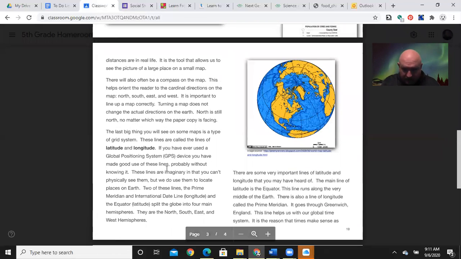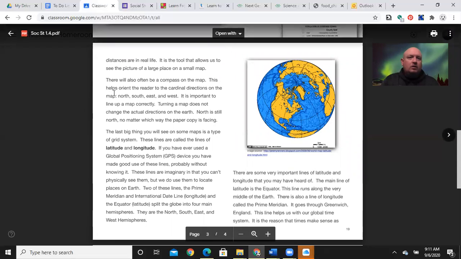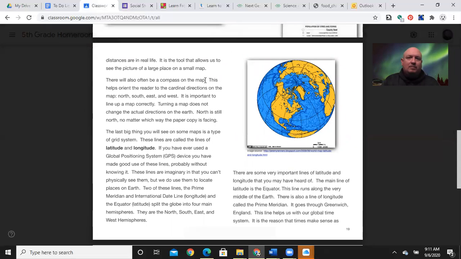Back to the reading on page 19. There will also be a compass on the map. And the compass tells you north, south, east, west. This helps orient the reader to the cardinal directions on the map: north, south, east, and west. So if I ask you, what are the cardinal directions? North, south, east, west. It is important to line up a map correctly. Turning a map does not change the actual directions of the earth. North is still north, no matter which way the paper copy is facing.